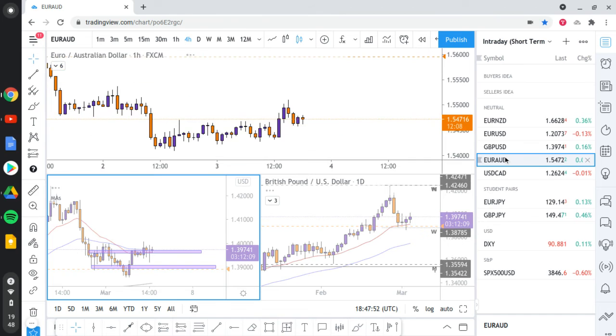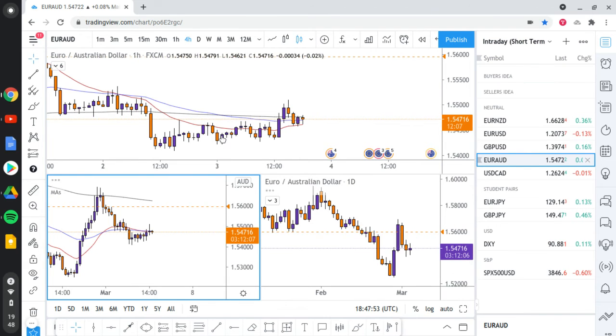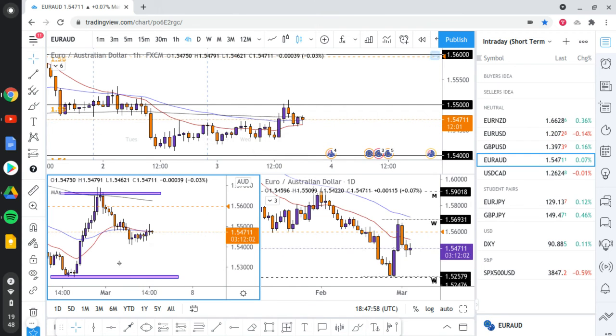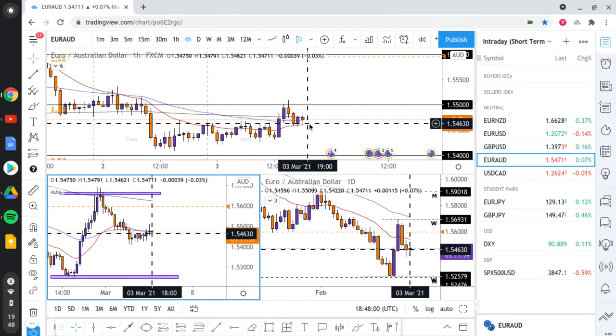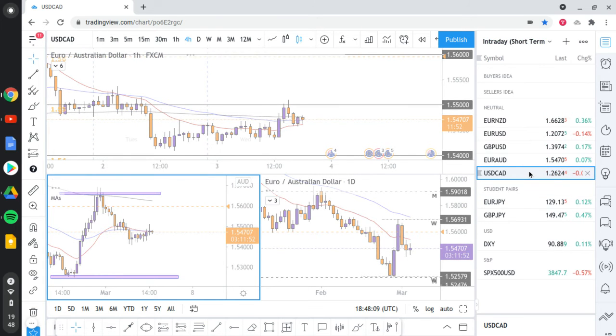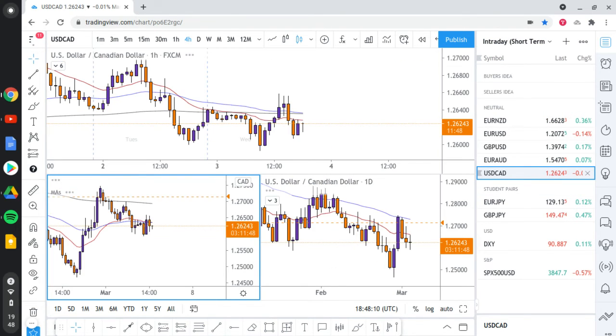Euro Aussie, I felt as if it was very similar to Euro New Zealand. There's just no real momentum, and that's fine. Like you're going to get that at points within pairs. They're either both weak currencies or both strong currencies, and there's just no real impetus to move in either direction.